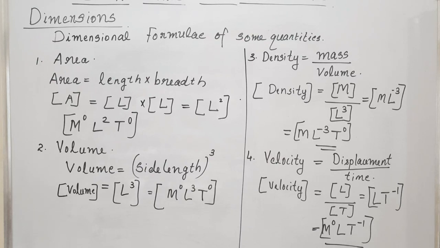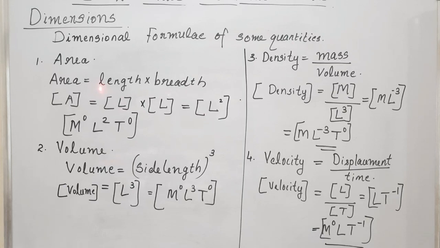Now, let's discuss the dimensional formulae of some quantities, how to obtain the dimensional formulae. First, let's start with area. Area, we know in most simple case it is length into breadth. So dimensions of area is equal to dimensions of length into dimensions of breadth. So dimensions of length is L and dimensions of breadth also is L. So what is it? L square.